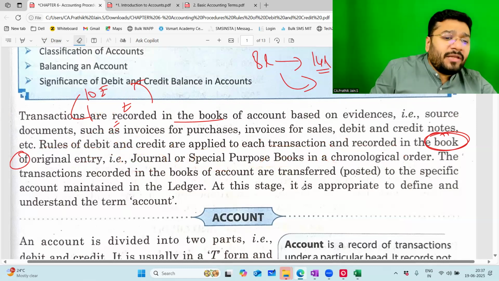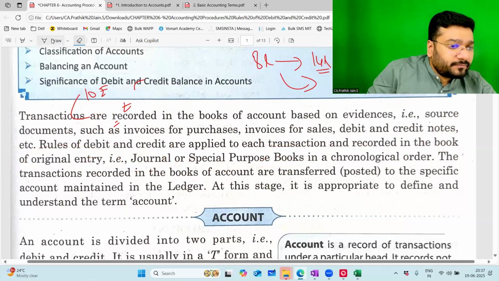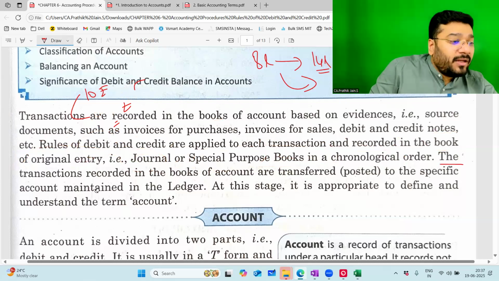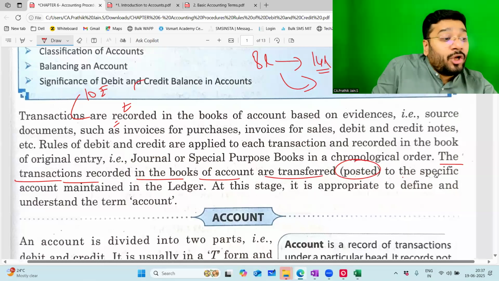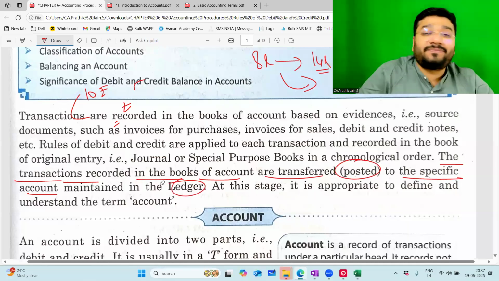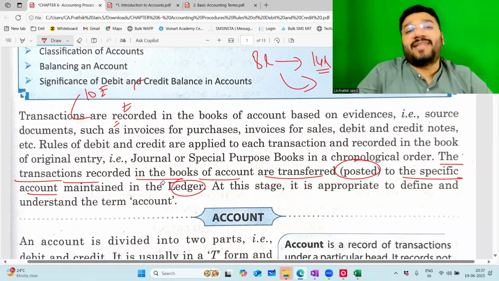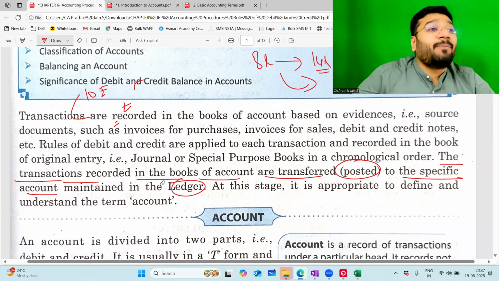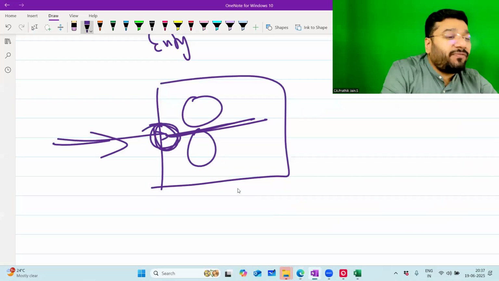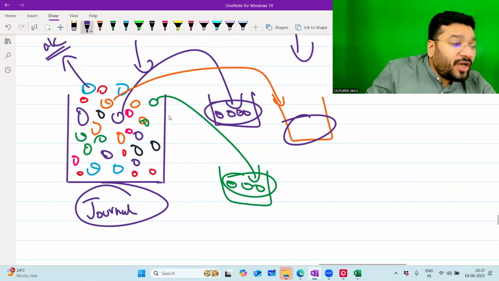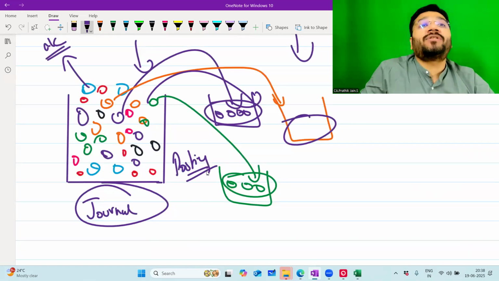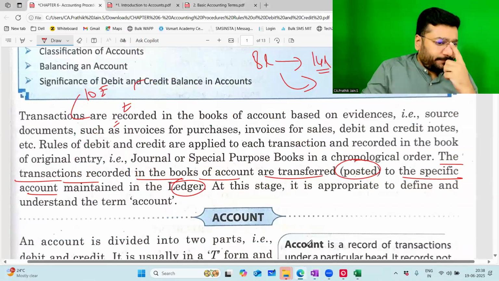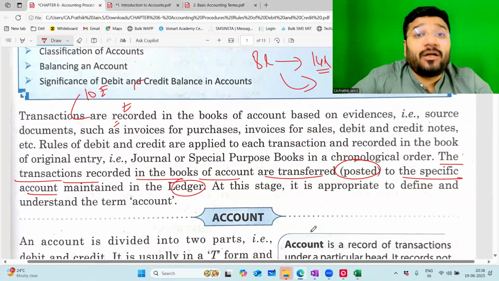Okay? Not okay? Only 5 minutes, I'm done with this topic. Topic means this paragraph. The transactions recorded in the book of account are transferred, meaning posted, to a specific account called the ledger. From the journal, what do we do? We shift all the transactions to a place called the ledger. The process of shifting the transactions from journal to ledger is called posting. What is it called? Posting.